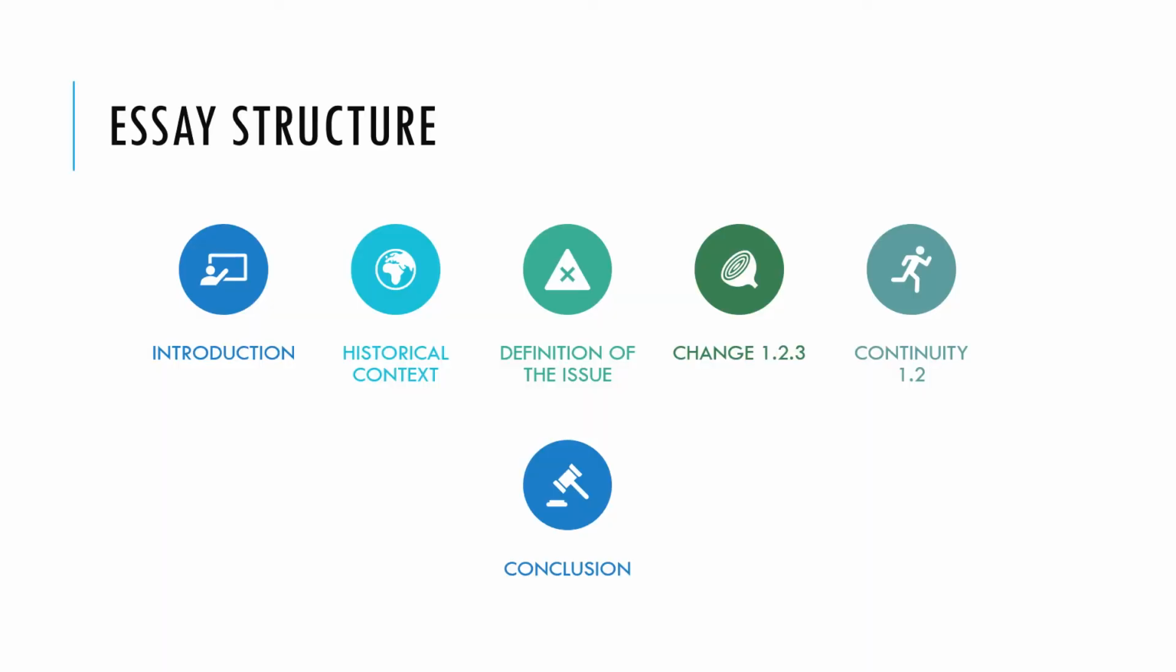Last week we discussed the structure of the essay. If you recall, the essay structure was simply as follows. You have an introduction, as you do in every essay. You write about the historical context. You define the issue, in this case, the issue we're looking at is the interaction of groups. You do 3 paragraphs on change, 2 paragraphs on continuity, and a conclusion.